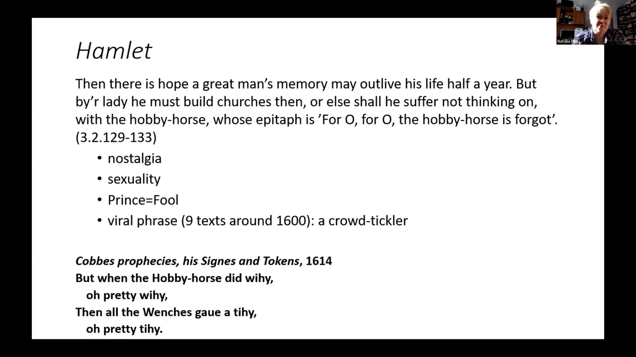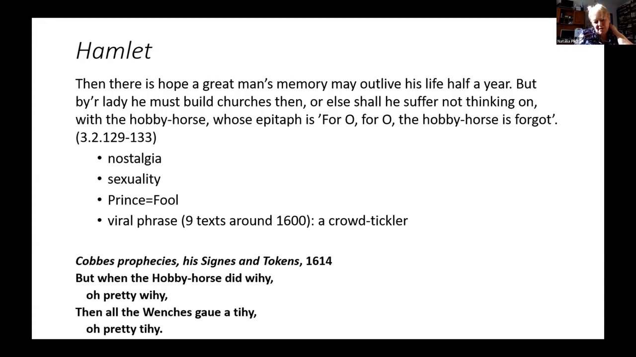When the Morris dance was danced, the hobby horse was the kind of character who dragged the girls under its skirt, so to say, and did something to them. And this is nicely expressed in the verse lines: "But when the hobby horse did vihi, oh pretty vihi, then all the benches gave a tihi, oh pretty tihi." So when the hobby horse was neighing, the wenches were laughing because they were having good fun together.